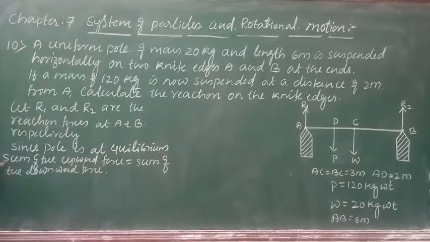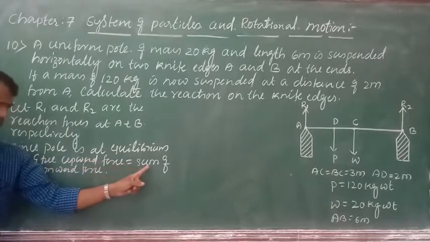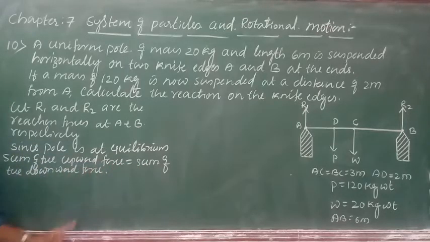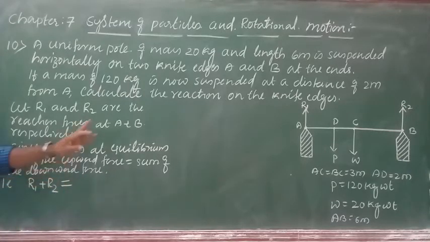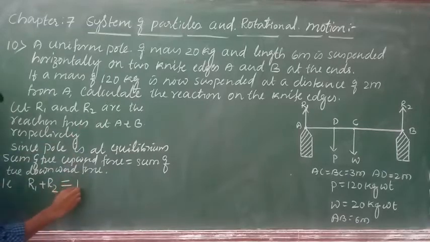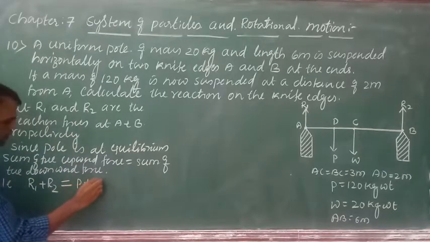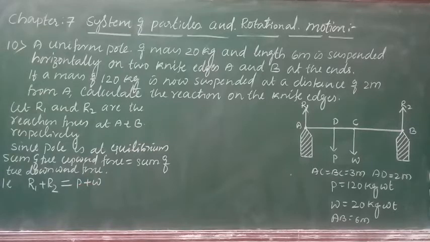What is the condition? Sum of the upward force equal to sum of the downward force. So that is R1 plus R2. Sum of the upward force is R1 plus R2. This should be equal to sum of the downward forces, that is P plus W. These two are the downward forces.